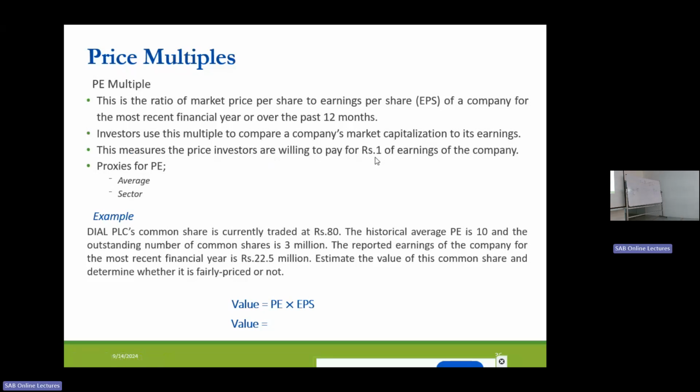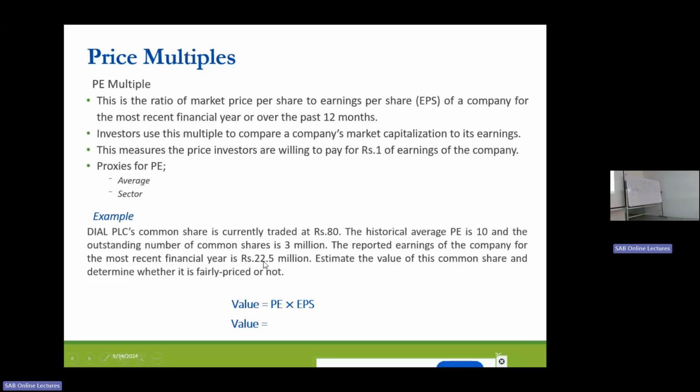Investors are willing to pay 6 rupees for 1 rupee of earnings. If this increases, that is a good thing. It's a good indication. As proxies for this price earnings multiple, you can take the industry average or the sector average, or the company average also you can take.